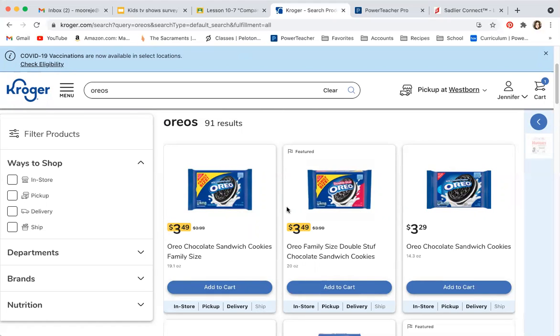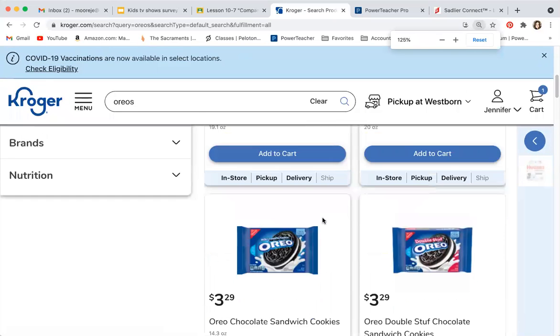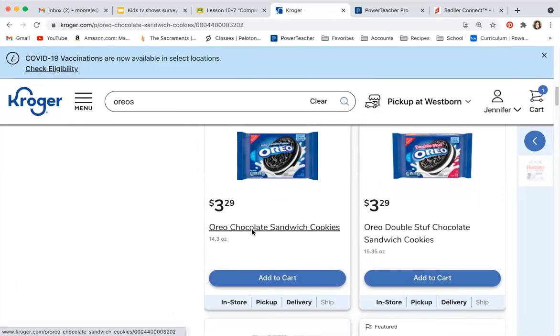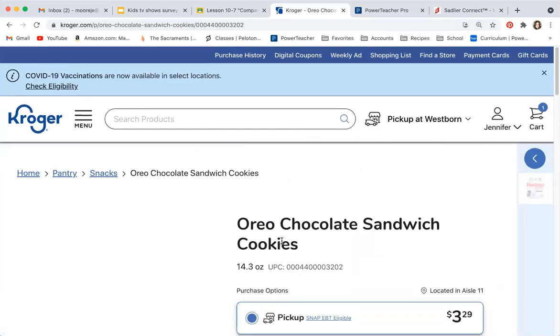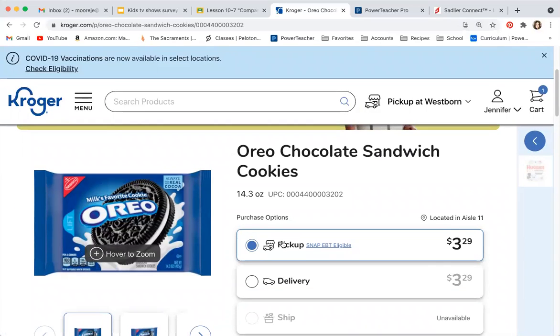Let me zoom in. It's very small. It's not there. 14.3. Here, I'll zoom in. Oh, 14.3, no, that's how many ounces are in the product. That doesn't tell you the price per ounce. So how would you figure out the price per ounce? Remember? Divide the cost by the ounces. Yes. So you do cost. What's the cost? $3.29 divided by what?